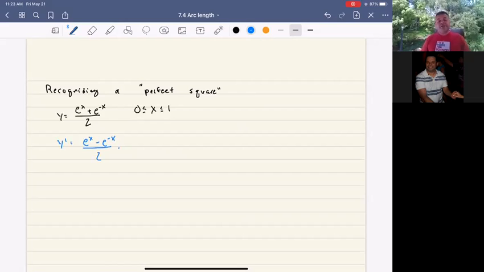Okay, all right, so now we're going to do 1 plus y prime squared. Well, let's do y prime squared. y prime squared is e to the 2x minus 2 plus e to the negative 2x, all divided by 4. I'm just checking because I built this problem. I just want to make sure that I did it right. Yes, it looks okay.